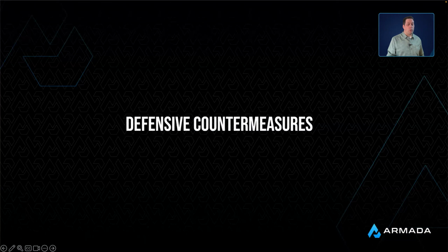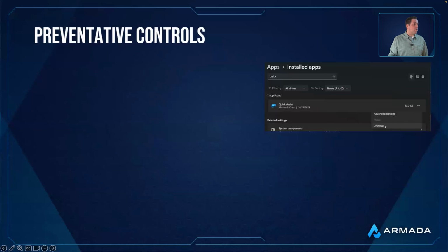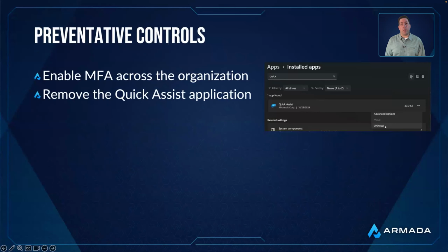Next question is, what can you do to stop this kind of stuff? And so there's one that Nick mentioned, Quick Assist. One option that you have there is to simply uninstall it. You can do this through SCCM, through endpoint management, through a number of ways. But basically, unless your IT support is using this, you should uninstall it.